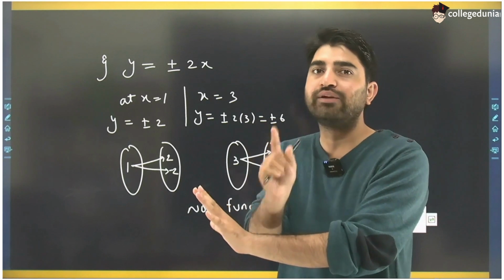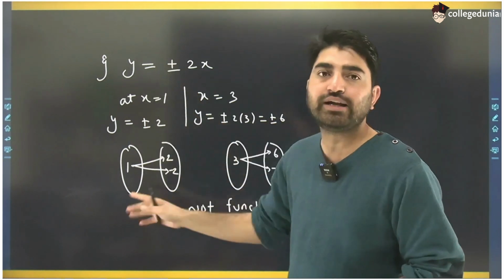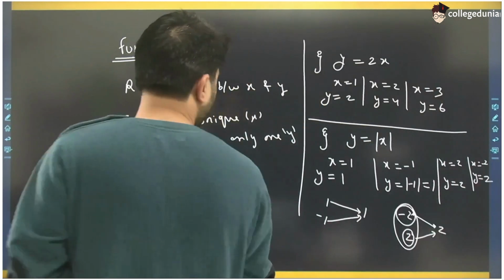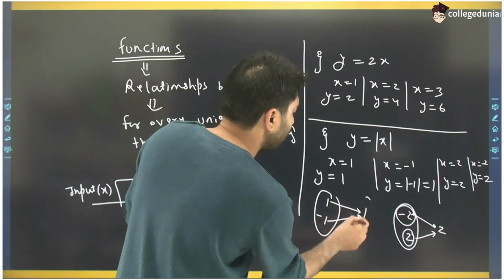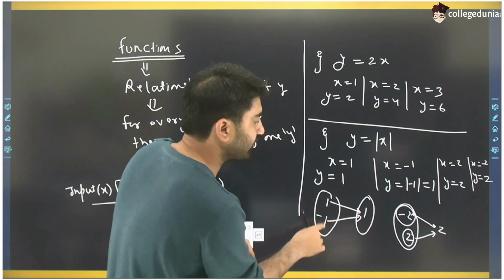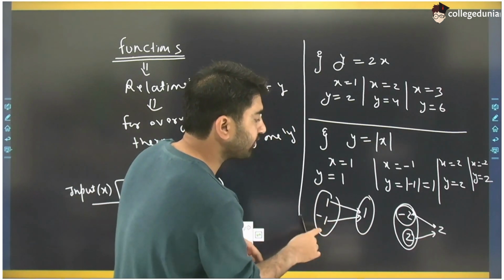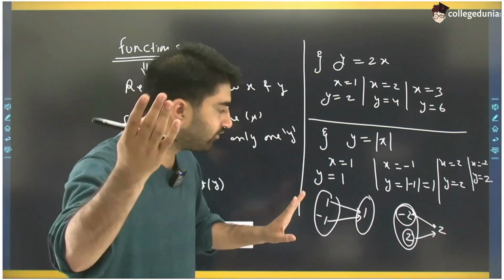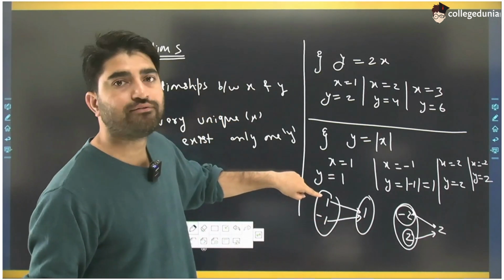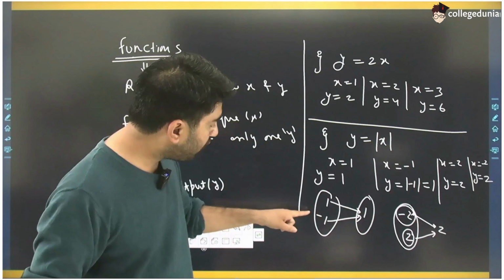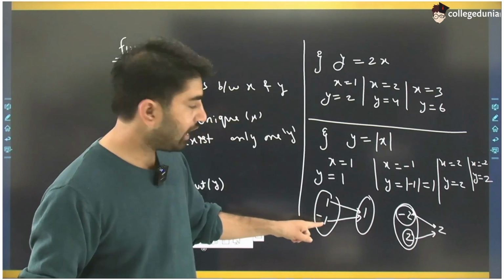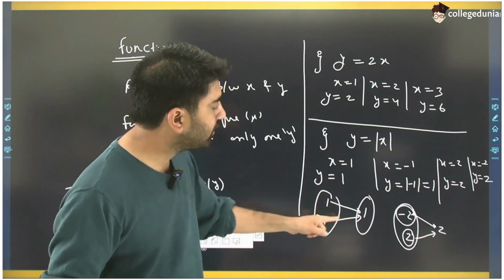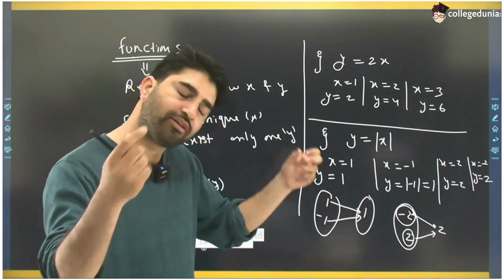There should be only one image for every different x. Okay? Yeah, two different x, two unique x can have the same image. They can have the same image. How many images does 1 have? You will say one. How many images does this minus 1 have? You will say only one. Yeah, the images of 1 and minus 1 are both the same. It doesn't matter. It is still a function.